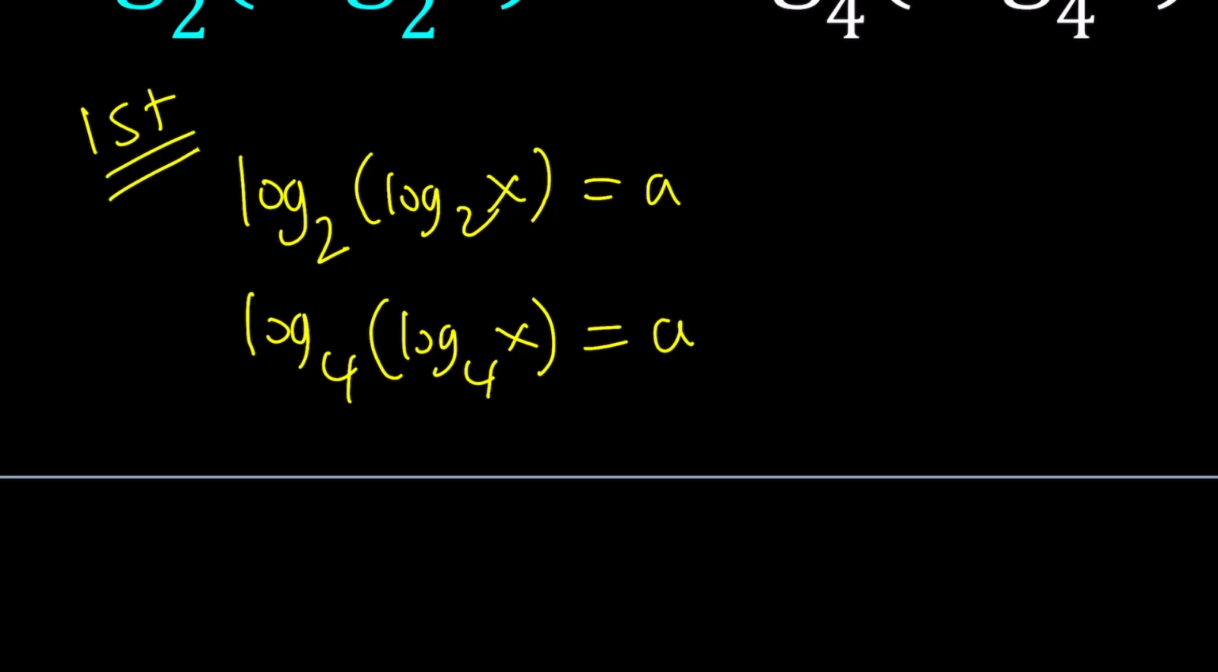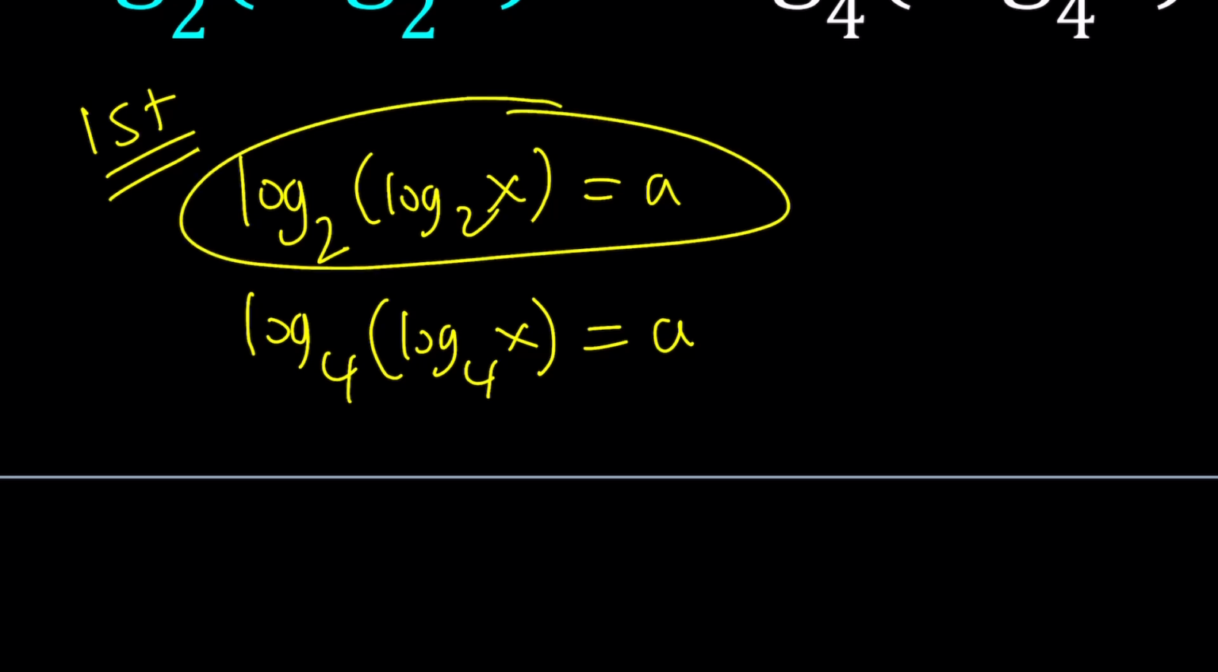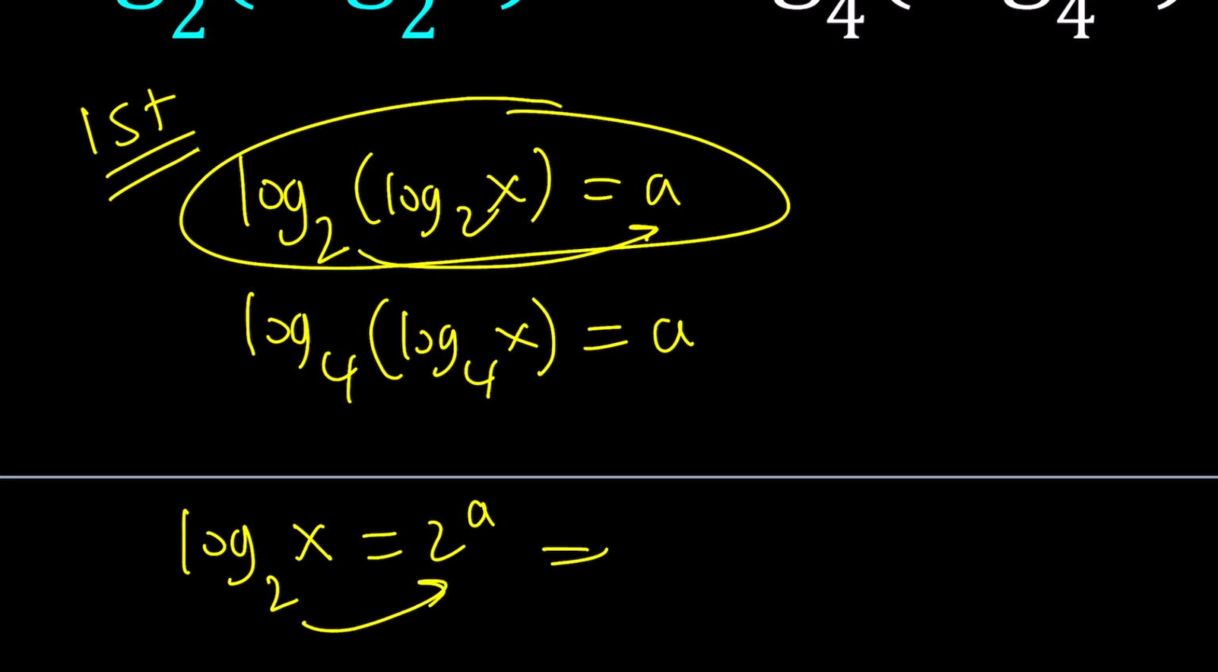What does this mean? This basically means, by using the definition of logs, that log base 2 of x equals 2 to the power a. And if you do the definition one more time, from here you get x equals 2 to the power 2 to the power a. Make sense? So if you use the log backwards, you're going to get the exponential. If you invert the exponential, you're going to get the log. Of course, the base is always going to be the same.